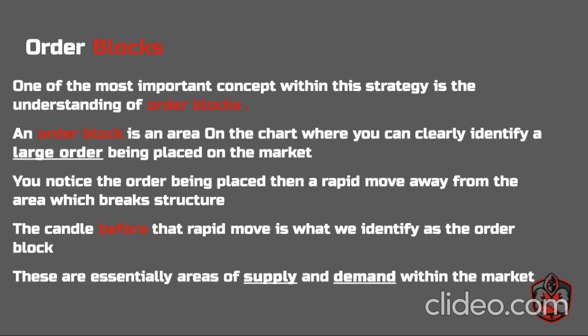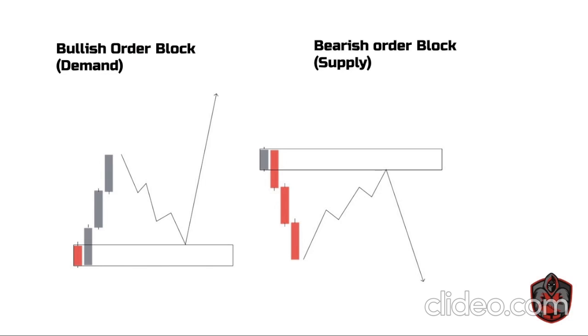Order blocks. One of the most important concepts within this strategy is the understanding of order blocks. An order block is an area on the chart where we can clearly identify a large order being placed on the market. You notice the order being placed and then a rapid move away from that area, which usually tends to break structure. The candle before that rapid move is what we identify as our order block. Now these are essentially areas of supply and demand within the markets. So here are 2 examples of what we would identify as an order block. As you can see here, this is the last sell candle before a rapid move to the upside. So that sell candle is what we would mark out as our order block.